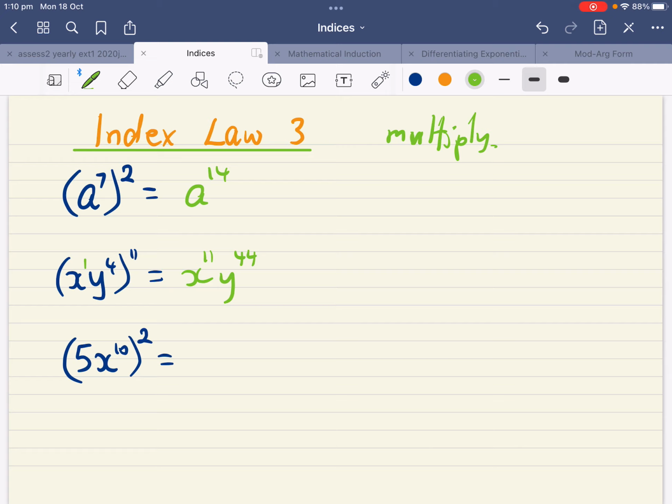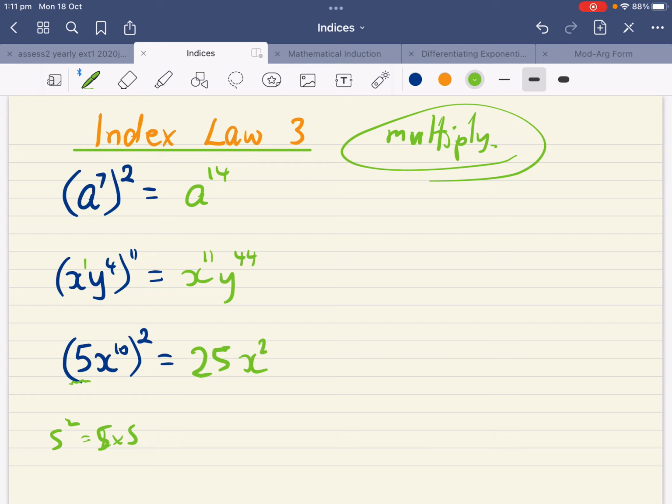And for the bottom one, here we have an ordinary 5, which has been squared, right? That 5 is not an index. We can't be using index law for it. We do it like normal. 5 squared means 5 times 5, or in other words, 25. And then the x to the 10, this is where we use the index law, and you multiply the two indices and you get your answer. So that's index law number 3.